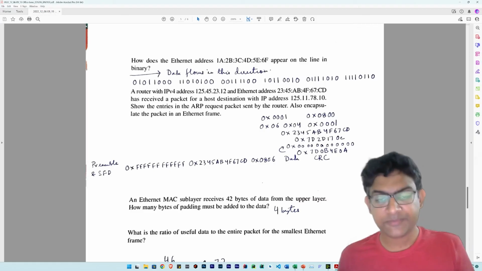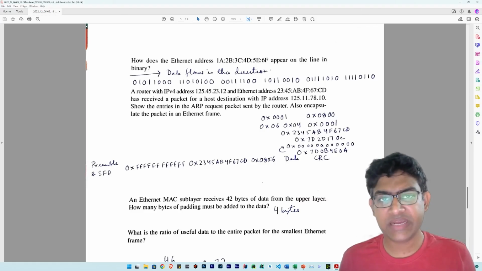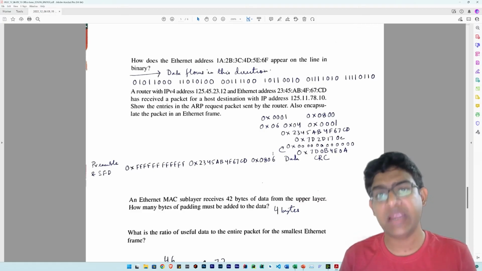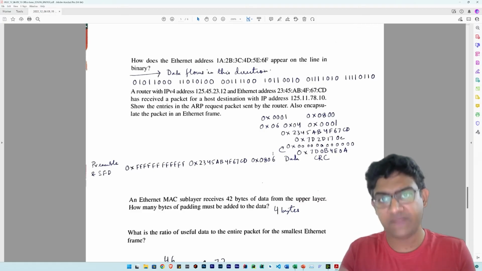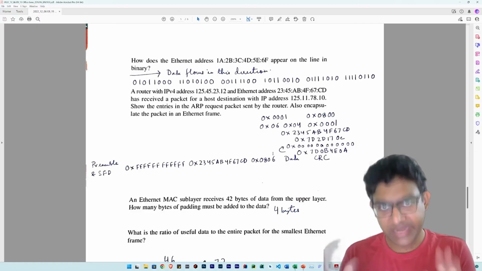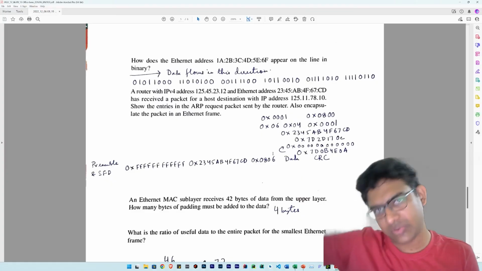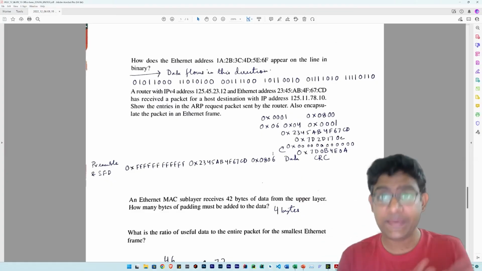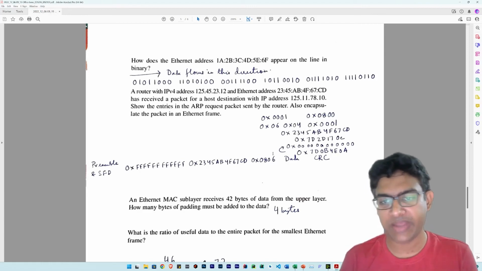Then we have the type, which is basically for ARP, it is going to be 0x0806, which is what the type that Ethernet frame stores for ARP packets coming from the above layer, which is for multiplexing and demultiplexing purposes. When this Ethernet frame reaches the destination, it will look at this type and say, okay, so the data inside this Ethernet frame needs to be sent to the ARP protocol in the network layer. Otherwise, it won't know whether to send it to IP, ARP, whom to send it, who will process this, right? This is how you can demultiplex.